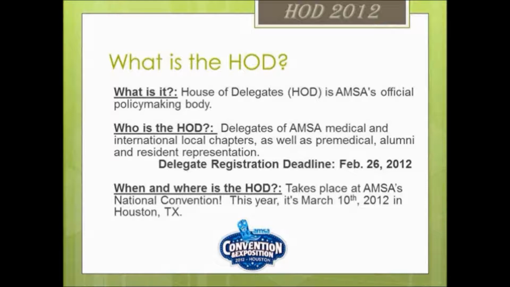If you are interested in being your chapter's delegate, talk to your AMSA chapter president ASAP, because each chapter president must complete an online delegate certification form by February 26th, 2012. However, any member of your chapter can sit in the HOD and represent your chapter's voice. The official delegates on the form simply serve to tally the number of potential delegates that will be at convention. So make sure your school gets a vote by talking to your chapter president. Again, the deadline for delegate registration for the annual convention is February 26th, 2012.